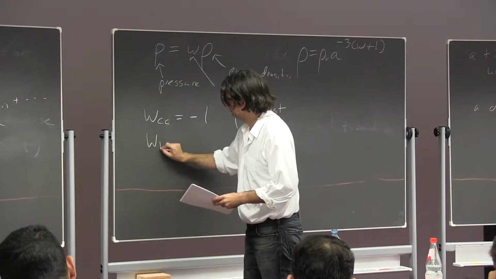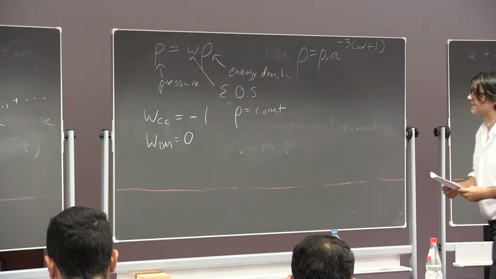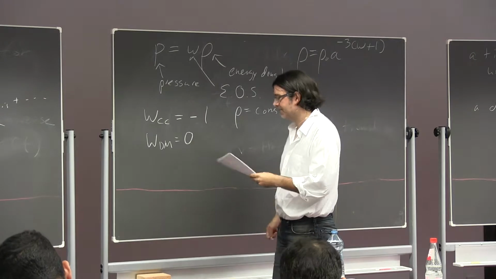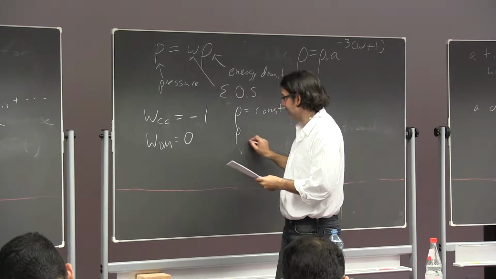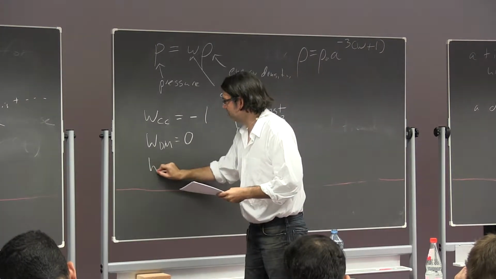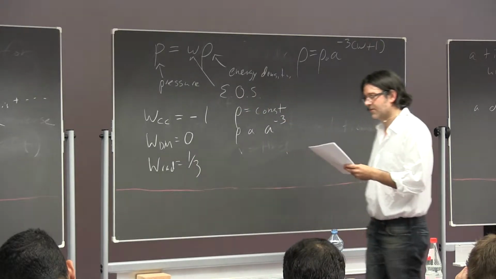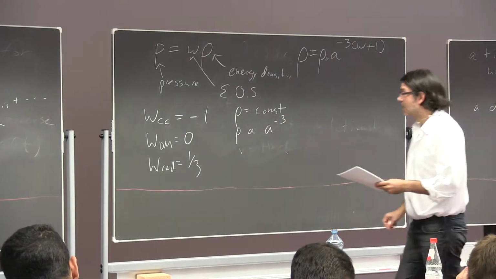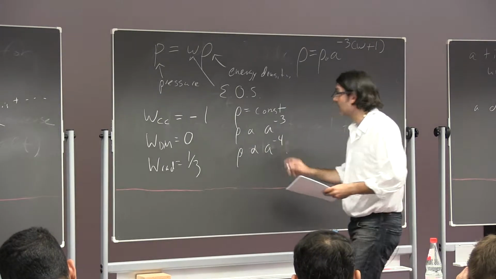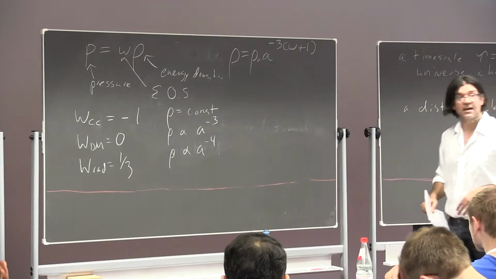For dark matter, it's pressureless. That's a critical part of what we mean when we talk about cold dark matter. So it dilutes like a to the minus 3. And radiation has an equation of state, a pressure of 1/3. And so its energy density dilutes like a to the minus 4. And these things are all very, very simple in how to understand this.